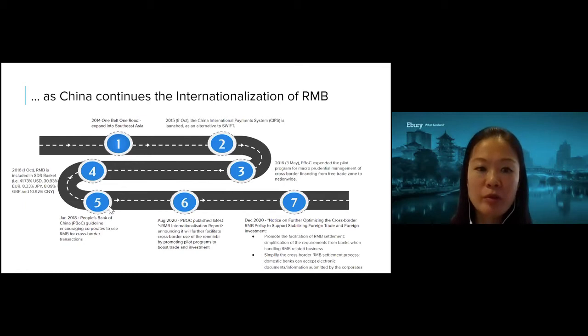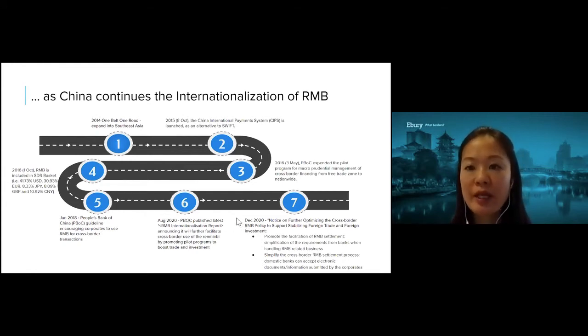And one of them was to use it when you are importing or exporting with counterparties in the West. Then recently, at the end of last year, there was a guideline called Notice on Further Optimizing the Cross-Border RMB Policy to Support Stabilizing Foreign Trade and Foreign Investment. So that's the number 7.